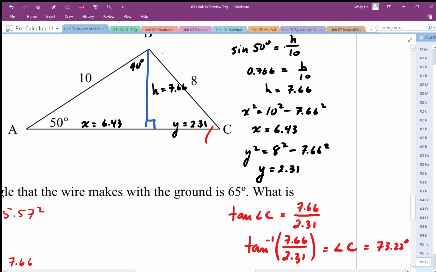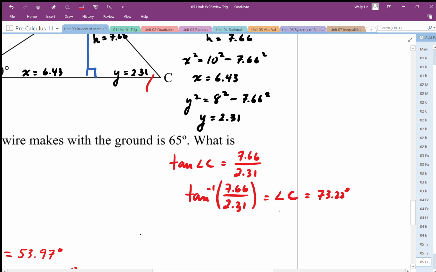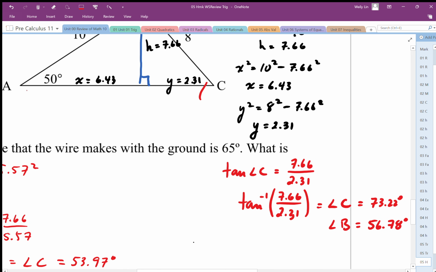That makes the angle up here supplementary or complementary, which is 16.78 degrees. And then the whole angle B works out to be 56.78 degrees. So now I have all sides. I can combine these two lengths to find the opposite side of angle B. So that side length works out to be 8.74 when I add those x and y lengths together.